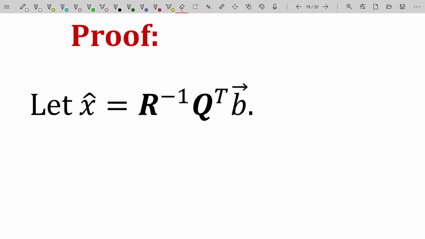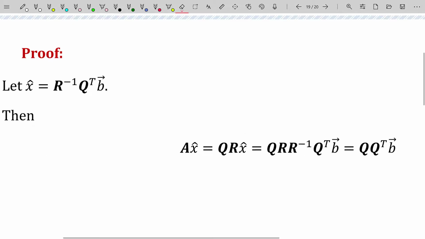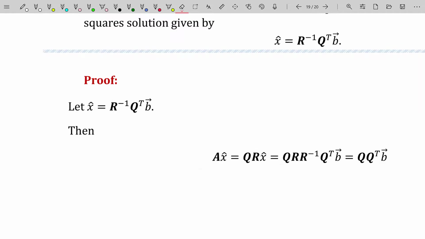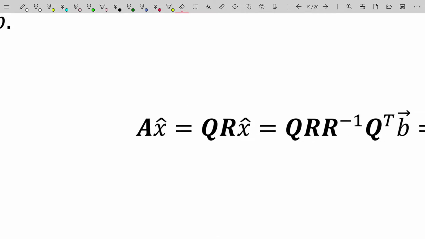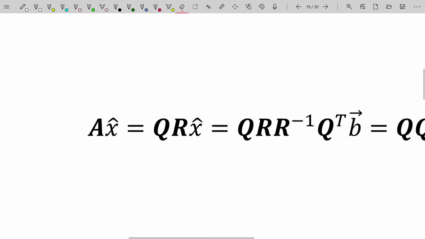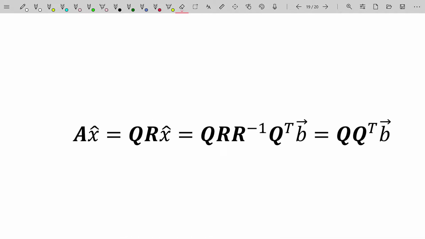What does that mean? Well, then A times X hat is going to be A, which is QR, times X hat, right? Because A is QR. We're assuming we can do a QR factorization. Now X hat, remember, is R inverse Q transpose B, so I'll just trade that out. And you can see R and R inverse cancel, and we have Q times Q transpose B. However, Q from the QR factorization process has orthonormal columns.